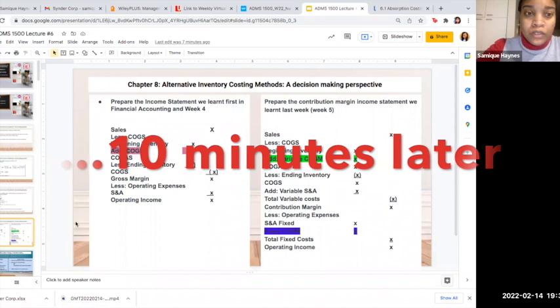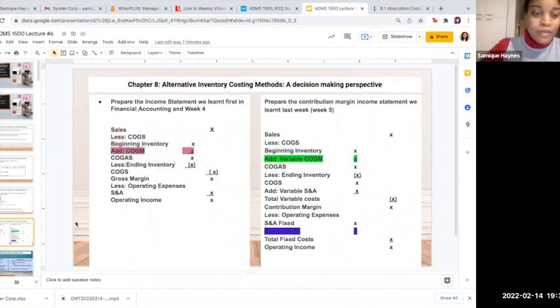Okay, so let's start. Is anyone confused? Or anyone finds this really easy? Like, I know how to do this. This makes sense.